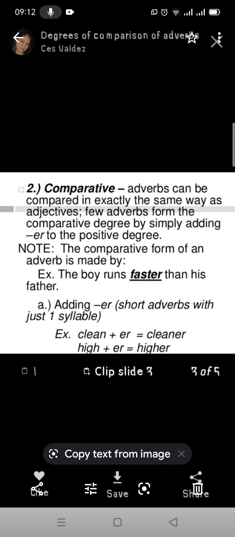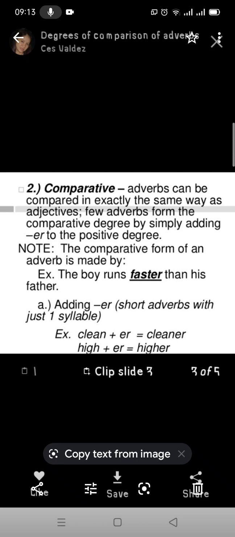Then there is comparative degree. Comparative degree of adverb we use when there is a comparison of two persons or two objects, and we form the comparative adverb by adding er to them. As there is a comparison between two persons or two objects, the word than must be used. Just like in the example, the boy runs faster than his father.